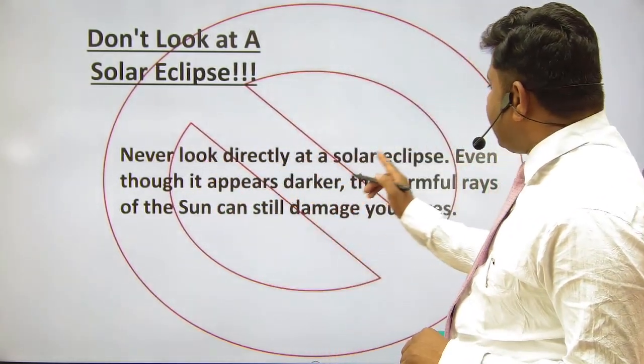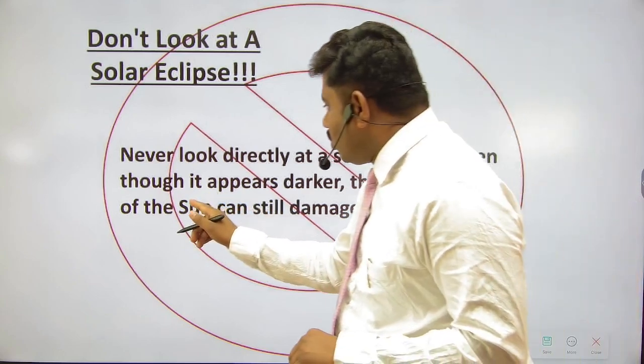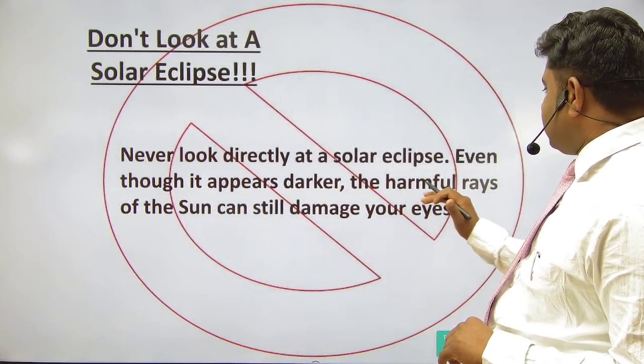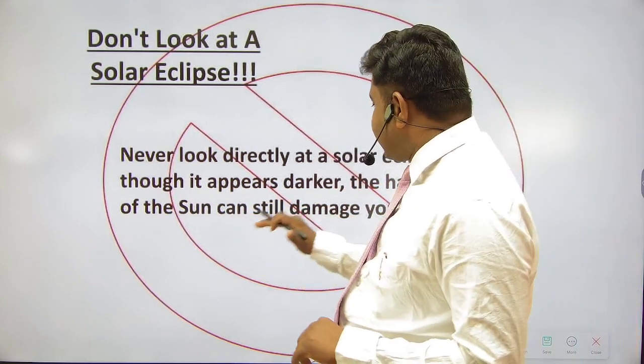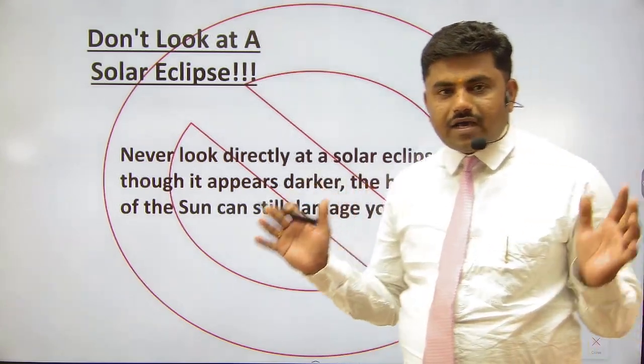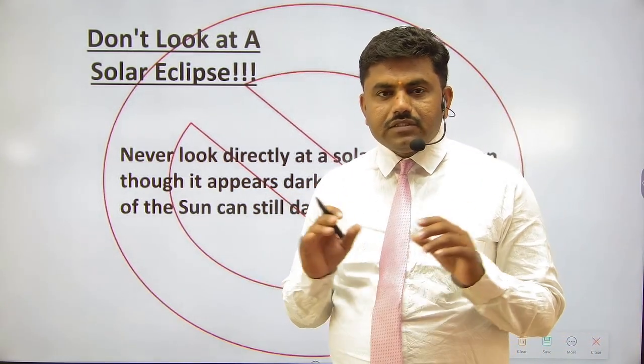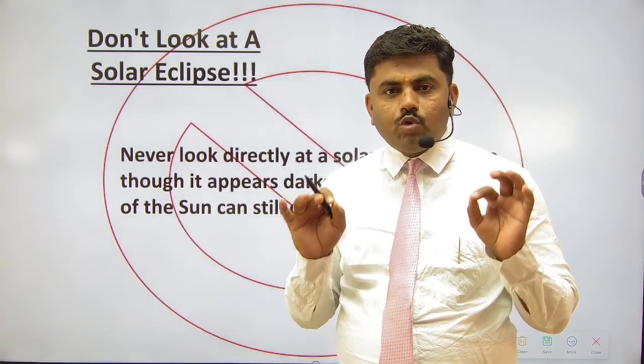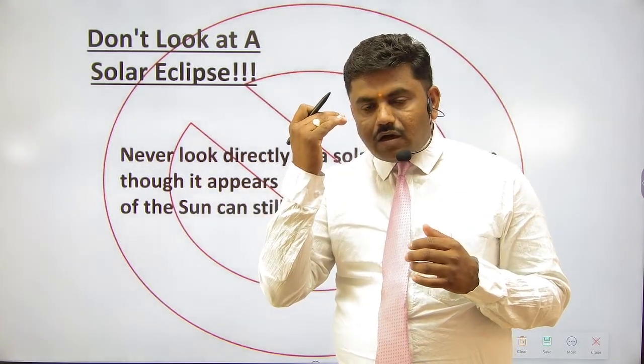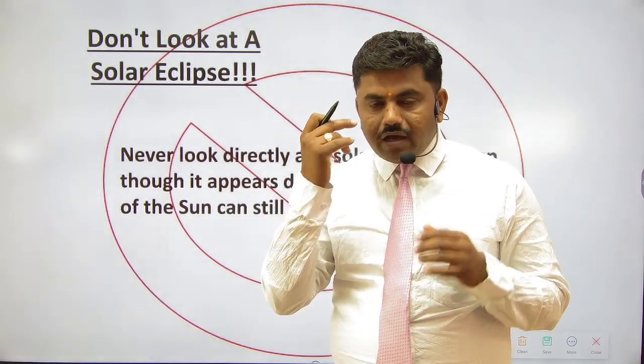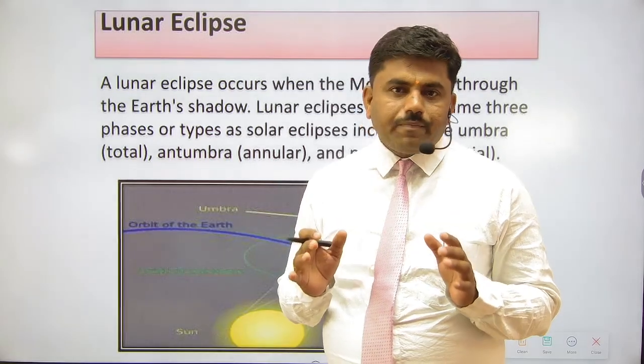Never look directly at the solar eclipse, even though it appears darker. The harmful rays of the sun can still damage your eyes. The rays are so harsh that they can fall on the retina and damage our eyes.